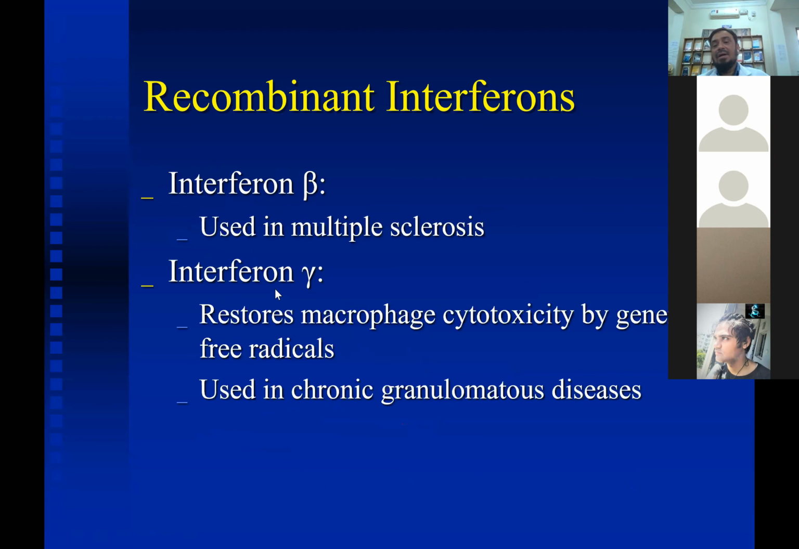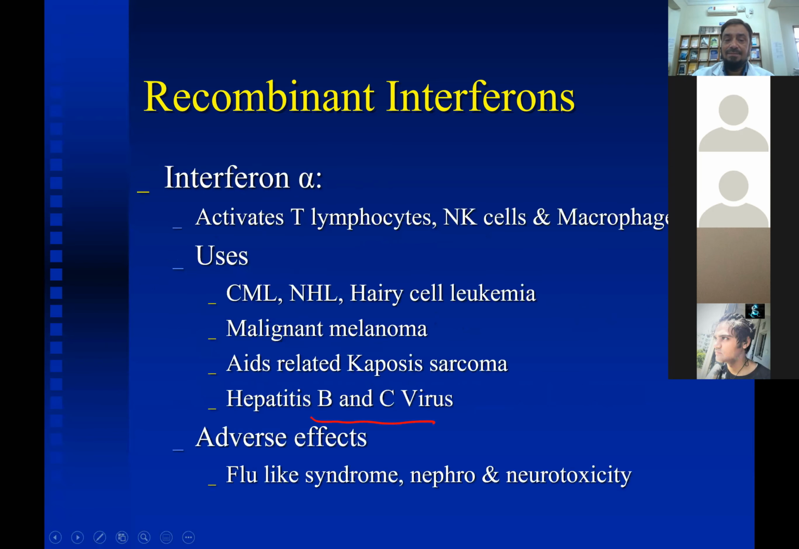Okay, so this completes the immunostimulants. At least remember the names of the immunostimulant drugs. That is BCG, levamisole, thalidomide. Then you have aldesleukin, you have the interferons, that is interferon alpha, beta, and gamma. So this is all about immunosuppressants and immunostimulants.